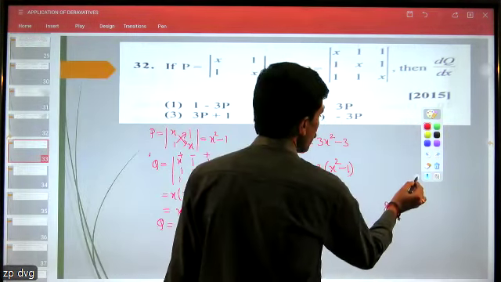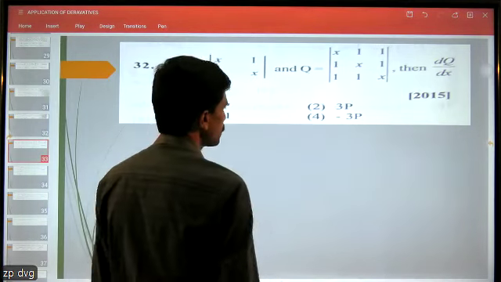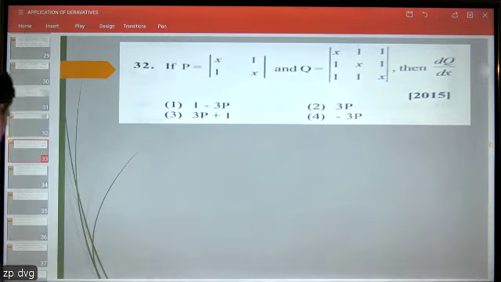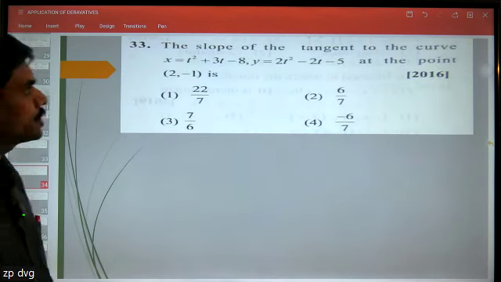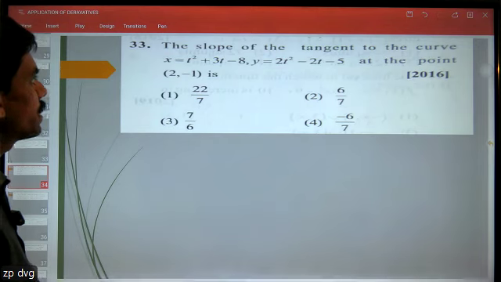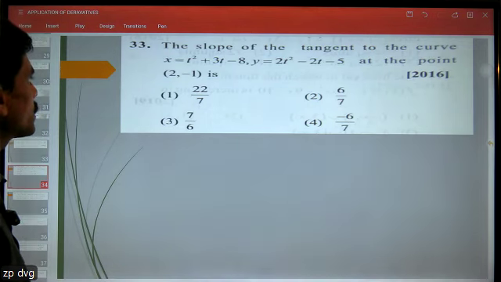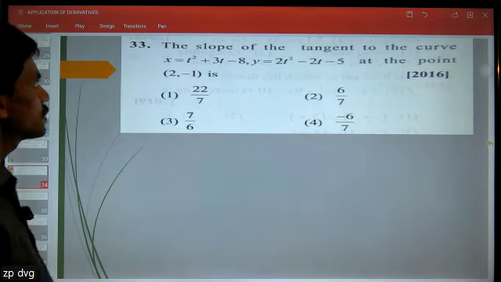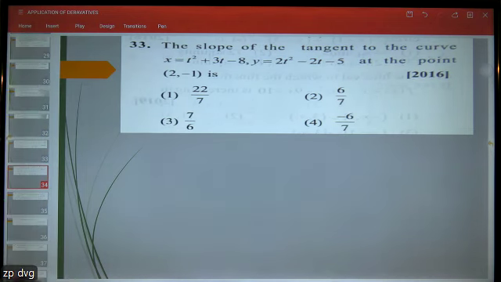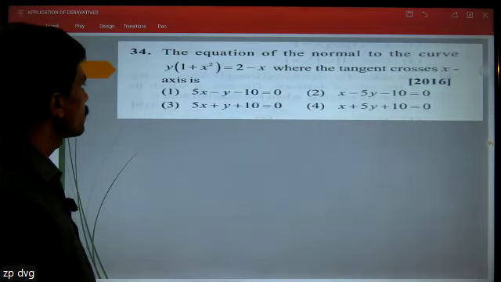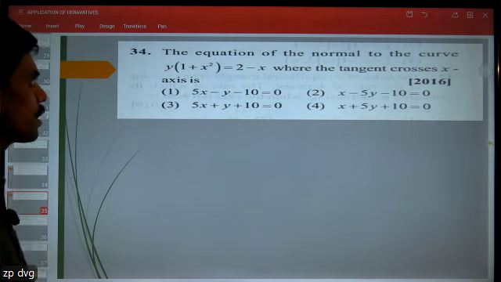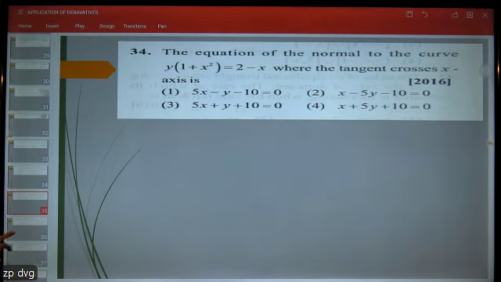So next we will go for question number 33. Question number 33. The slope of the tangent to the curve given at the point 2 comma minus 1 is asked. So this is not in your syllabus, it is deleted. So we will go for question number 34. The equation of normal to the curve, this is also deleted. Equation of normal is not in your syllabus. So next we will go for question number 35.